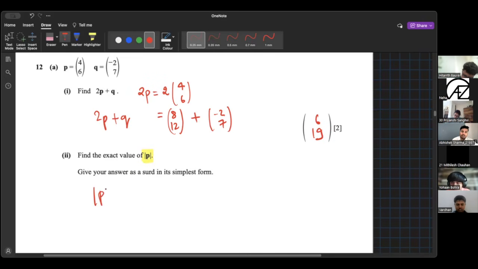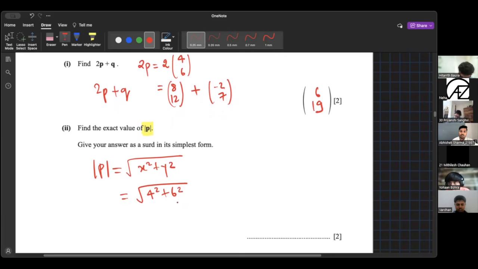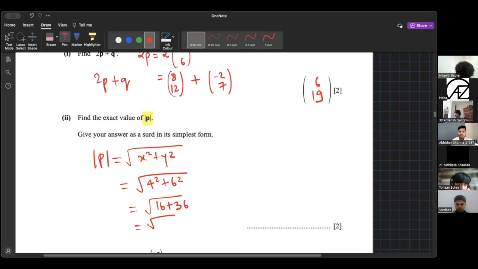Whenever we have to find the magnitude of P, we'll do the square root of x squared plus y squared. That's the formula. So we'll plug in the x component and y component, that is 4 squared plus 6 squared. So that is 16 plus 36, right? 16 plus 36 will be 52. Root 52 will be 2 root 13.